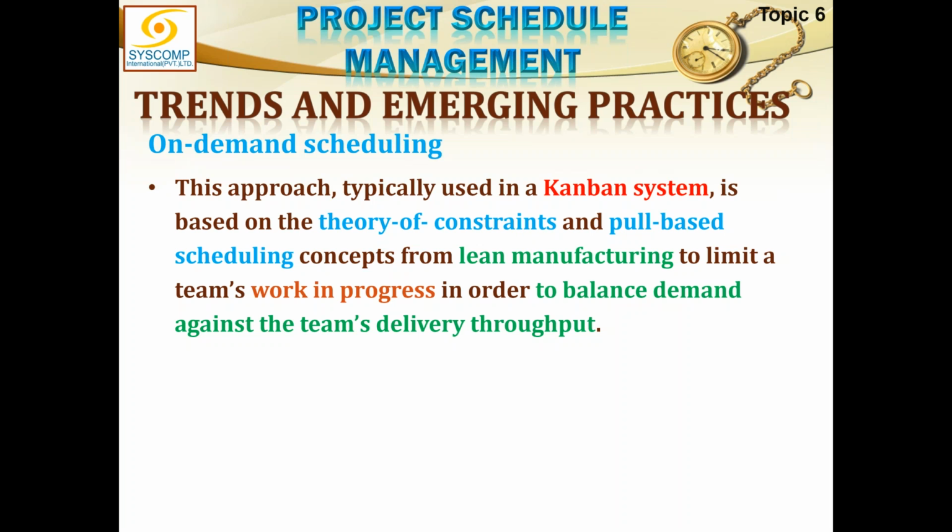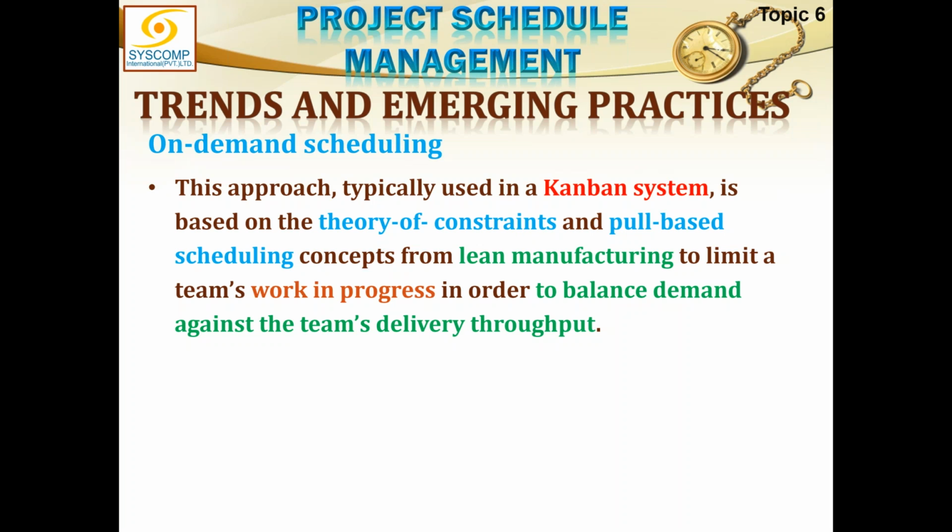So the Kanban system is based on a theory of constraint and a pull-based scheduling concept from lean manufacturing to limit a team's work in progress in order to balance demand against the team delivery throughput. Now, we have a tendency that if we have got some job, we will carry too much work and we will start doing everything at the same time, and thus we are unable to complete anything. So it says do not pick a lot of work together, just pick as much as you can consume.